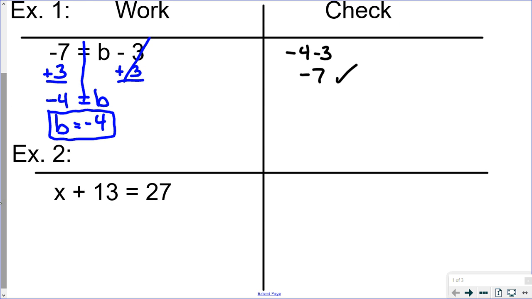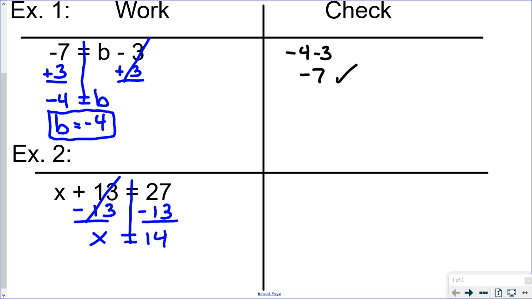All right, so let's look at another example. To get the x by itself, I need to get rid of this plus 13. So the opposite of plus 13 is minus 13. Whatever I do to one side of the equation, I have to do to the other side. So 13 minus 13 is 0. Now I have the x by itself, and 27 minus 13 is 14.